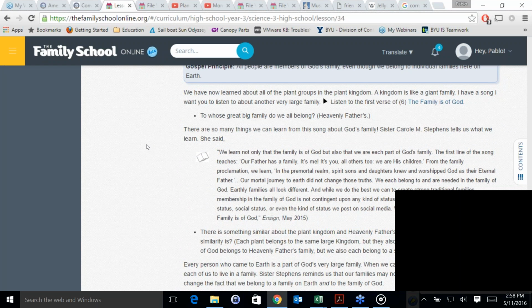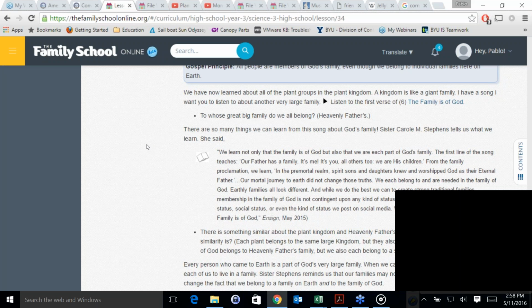And even though we go to different families here on Earth, and our families may look different here, we may look different from one another, we may have some strong accent. I'm the only one in my family who has blonde hair. But we still all are part of this great family of Heavenly Father. How does that compare to what we have studied about plants?